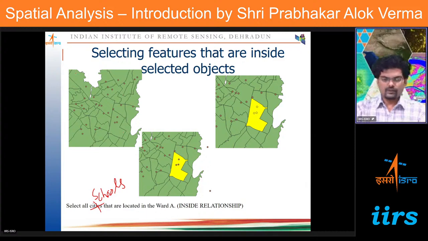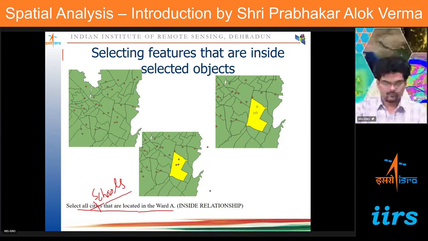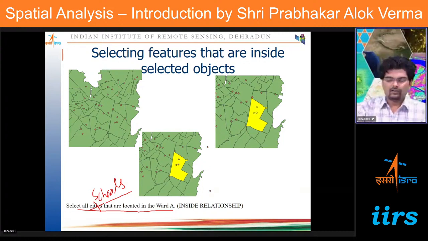So here you can see there are some polygons. These polygons represent wards, and these points represent schools. So your query is: select all the schools that are located in ward A. Each ward has a name, XYZ names will be there, and I want to select schools that are present inside ward A, located inside ward A.